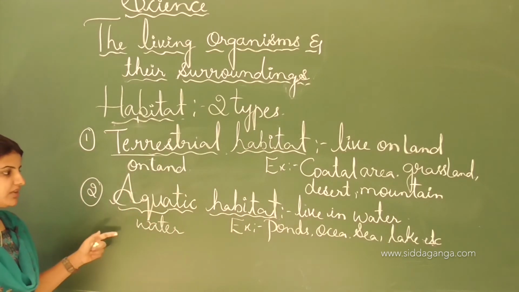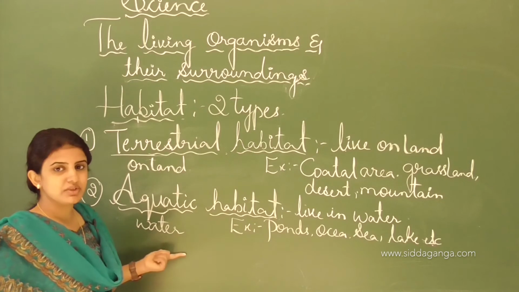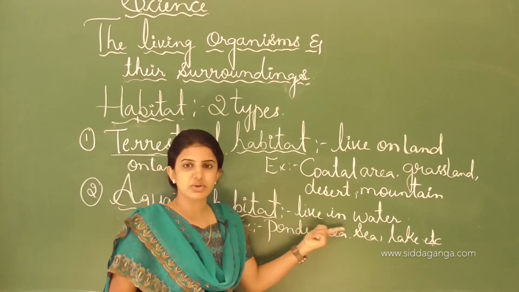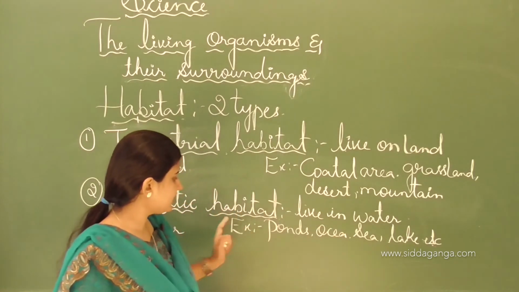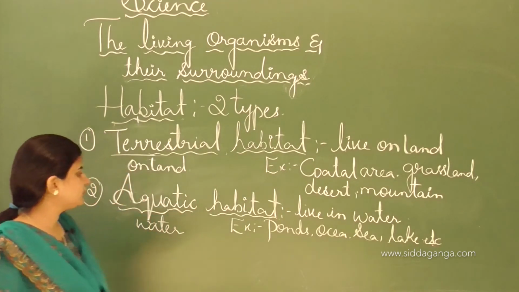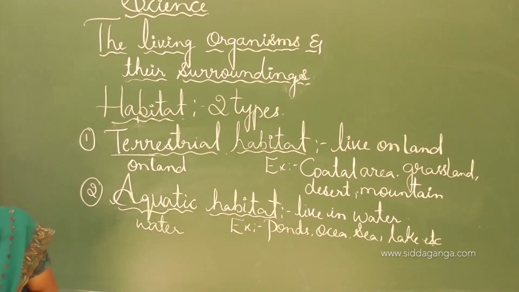Next one is the aquatic habitat. Aqua is nothing but the water, and those organisms which live in the water are called aquatic habitats: ponds, ocean, seas, lake, etc. These are few examples for the aquatic habitat. Next one is some terrestrial habitat.